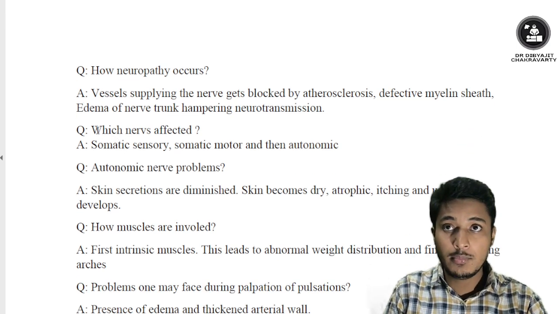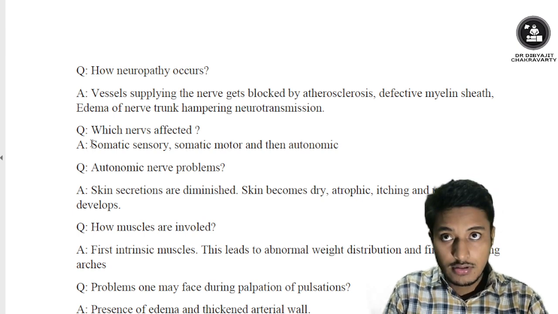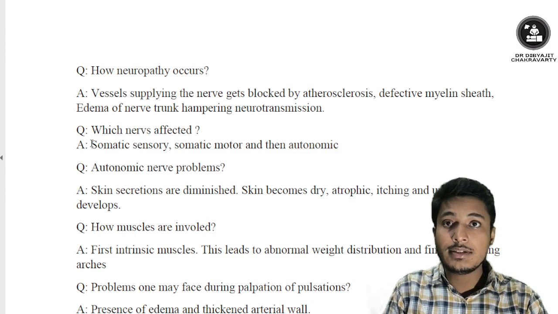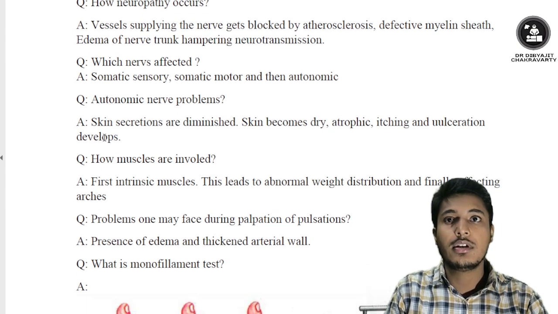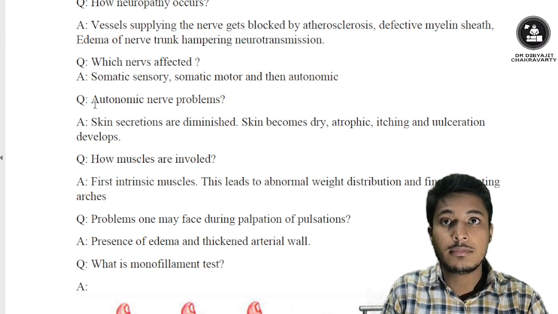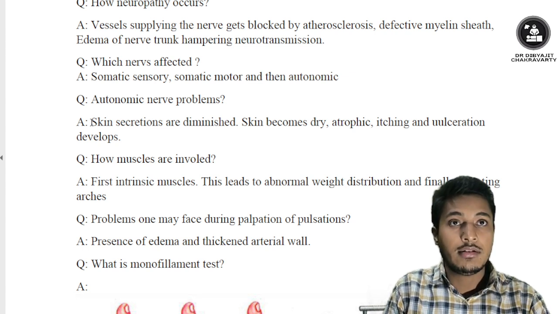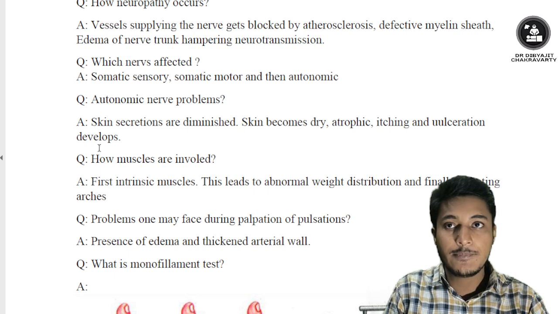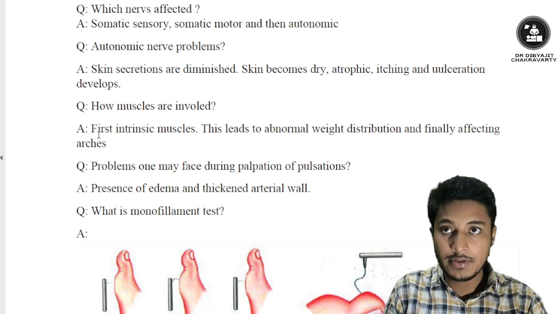In case of lower limb, we may be asked which nerves are affected and in which order. This is first the somatic sensory, then the somatic motor, and lastly the autonomic nerves. They may be asked what are the manifestations of autonomic nerve problems. The skin secretions will be diminished, so the skin will be dry, atrophic, and also there will be ulcerations and itching. Secondly, we'll be having the motor deformities, motor involvement.